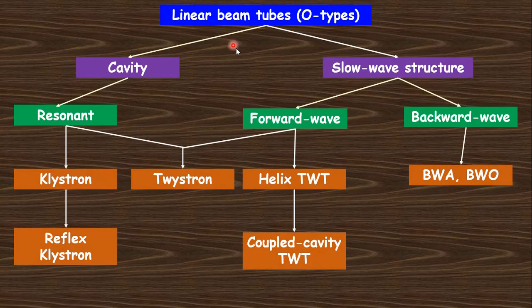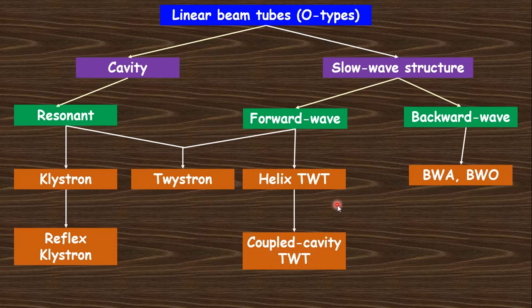Okay, you can see there are various types of O type tubes, mainly categorized into two types, that is the cavity type, and the second one is the slow wave structure. Cavity type is the resonant type, and examples are the klystron and the reflex klystron. This is the resonant type, and in the slow wave structure there is the forward wave and the backward wave. The forward wave types are the helix TWT, that is the travelling wave tube, and the coupled cavity TWT.